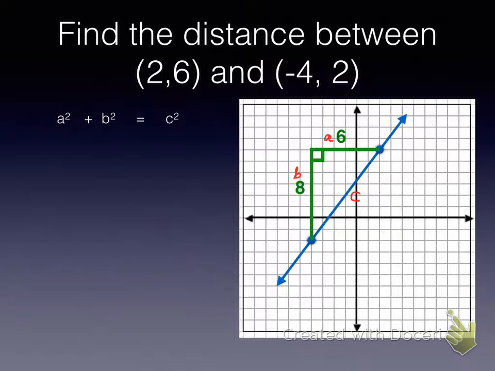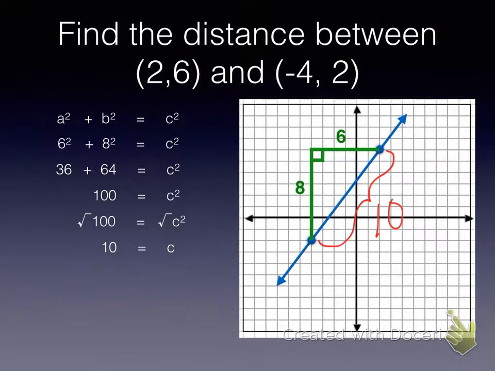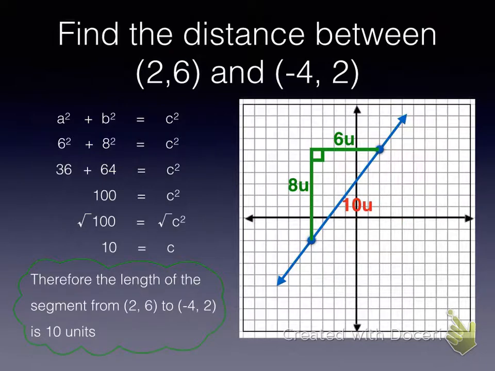All right, so you're back. When you plug that in, you should have 6 squared plus 8 squared equals c squared. And that ends up giving you c equals 10. So the length between those two points is 10. Therefore, the length of the segment from (2, 6) to (-4, 2) is 10 units. All righty. If you've got any questions, let me know in class tomorrow, please.